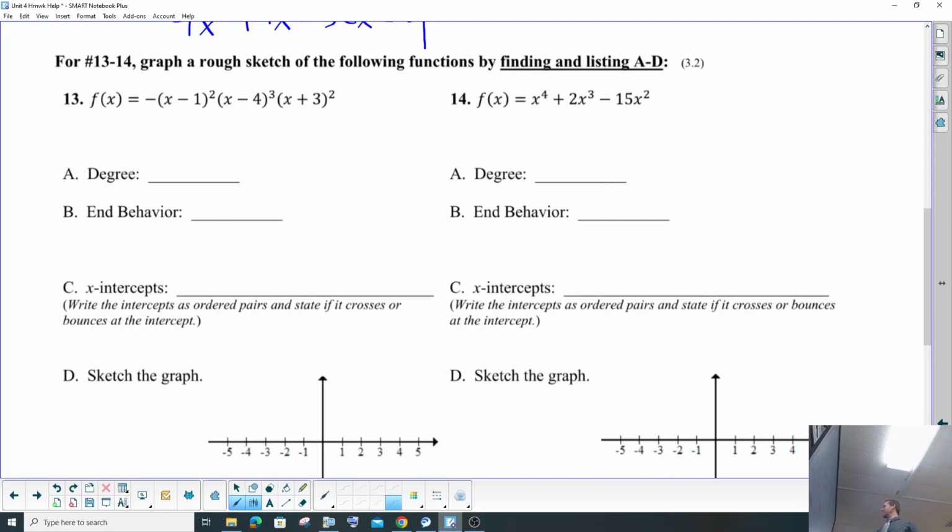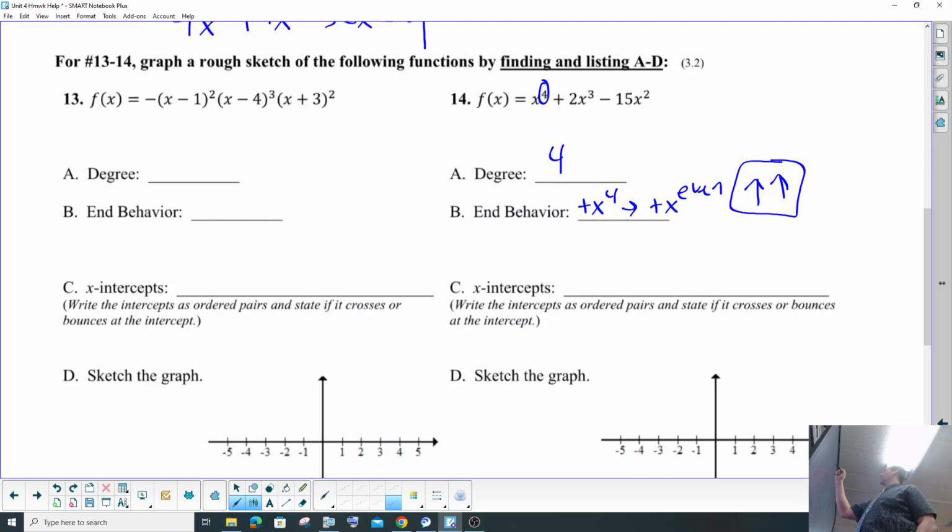So then the degree is the highest power, remember that? And for end behavior, it's x to the fourth power, positive. So that's positive x to the even power, which is up, up.